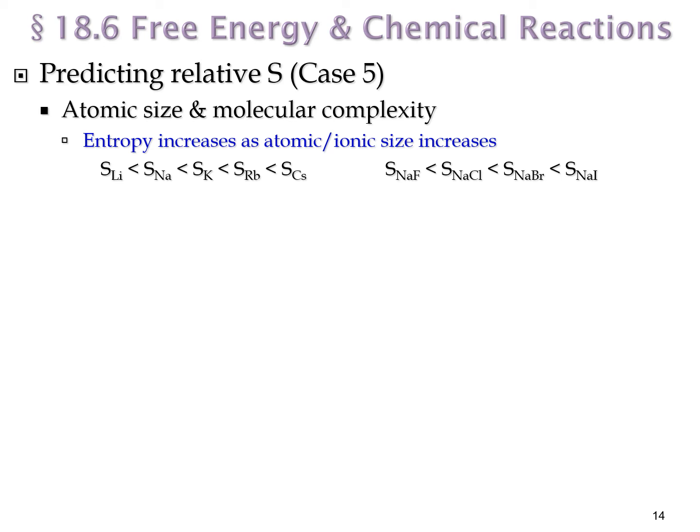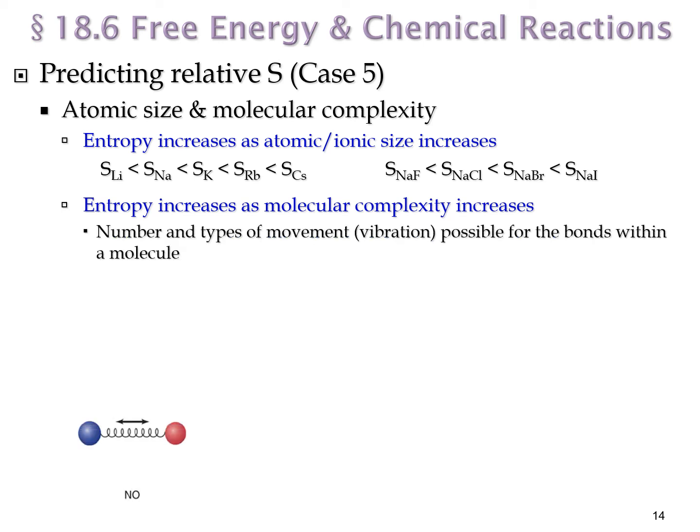So sodium fluoride has the least entropy, while sodium iodide has the greatest, because iodide has a much greater size than fluoride. Size is greater, more room for electrons of the iodide to become random. Entropy also increases as the molecular complexity increases.